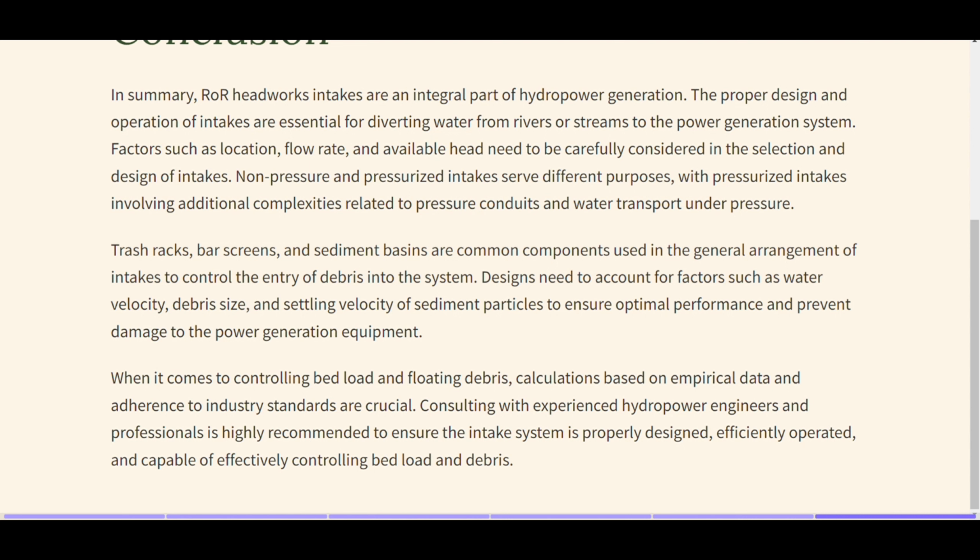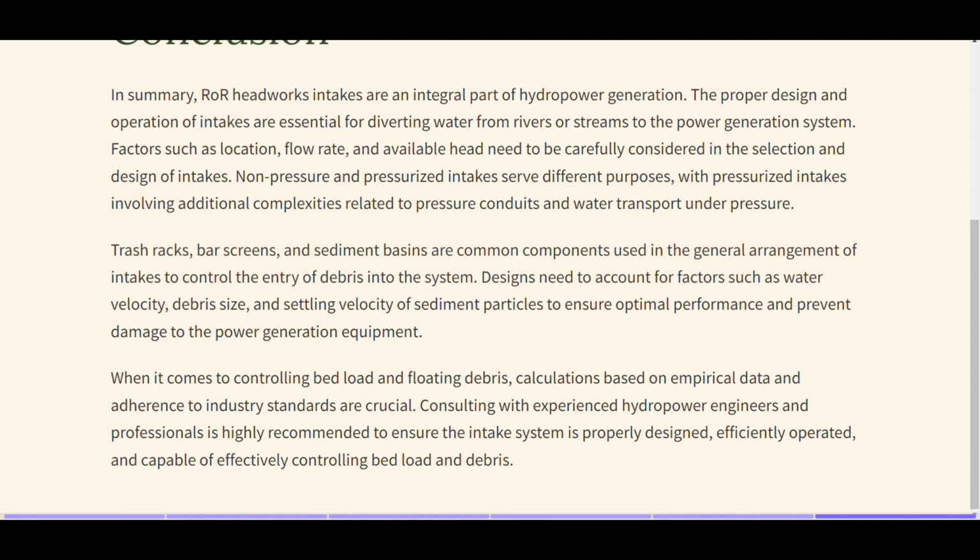Non-pressure and pressurized intakes serve different purposes, with pressurized intakes involving additional complexities related to pressure conduits and water transport under pressure. Trash racks, bar screens, and sediment basins are common components used in the general arrangement of intakes to control the entry of debris into the system. Designs need to account for factors such as water velocity, debris size, and settling velocity of sediment particles to ensure optimal performance and prevent damage to the power generation equipment.